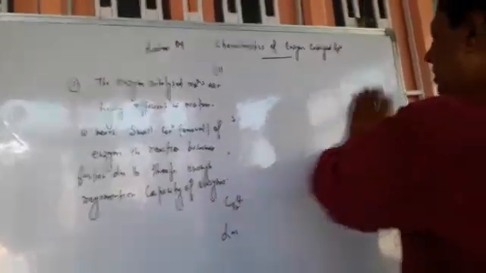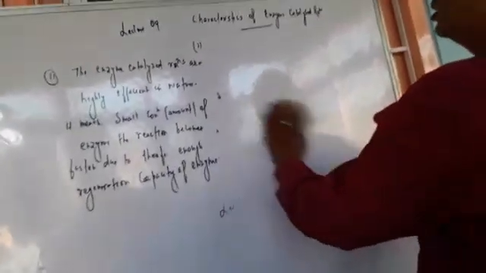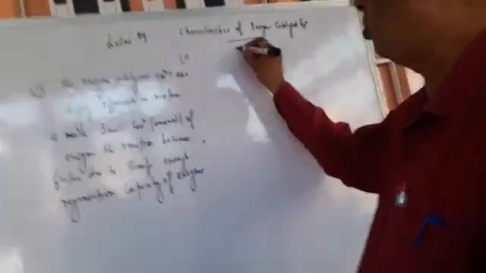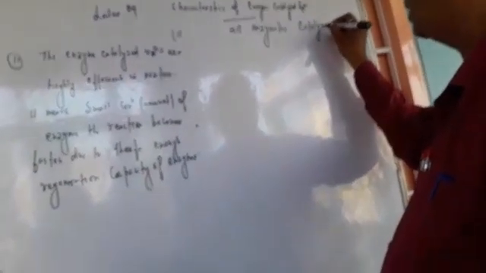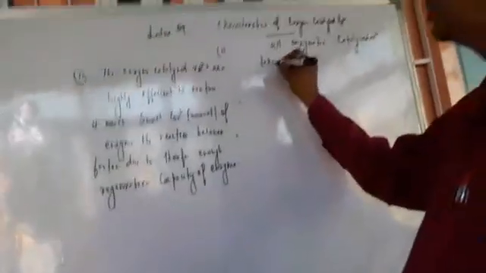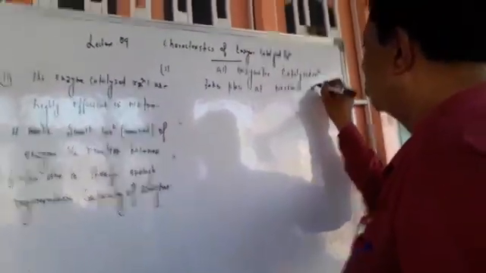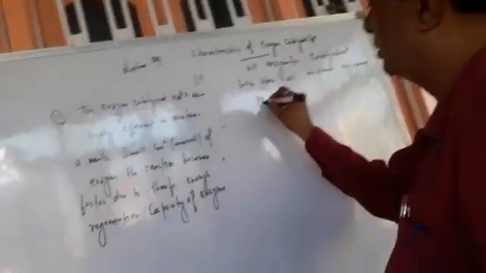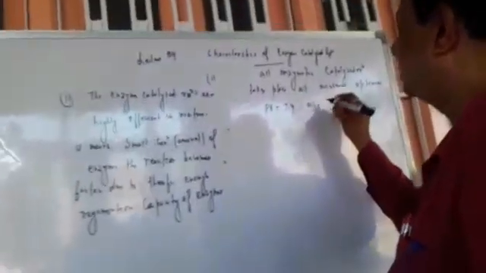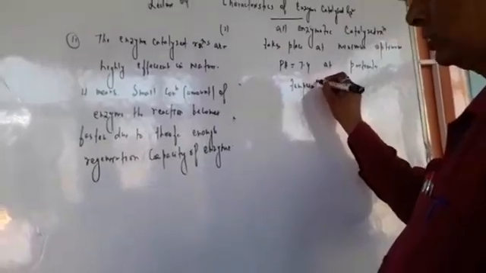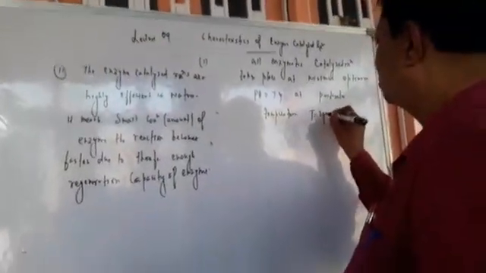Now, the third point we would like to discuss: all enzymatic catalyzed reactions take place at an optimum temperature as well as pH value. The optimum pH is nearly about 7.4 and the particular temperature is 298 Kelvin.